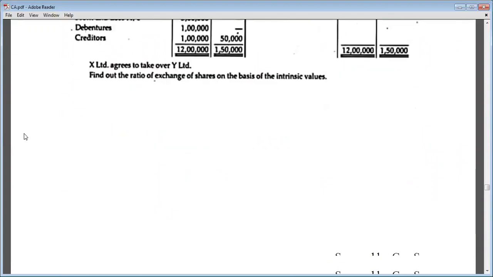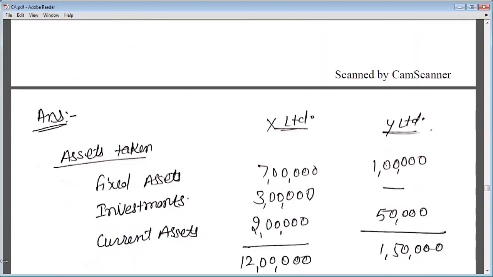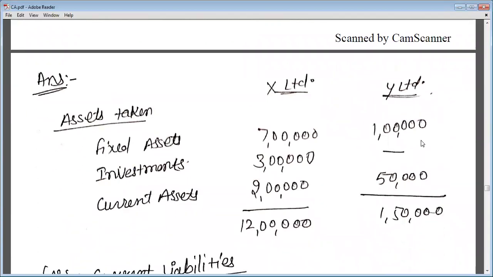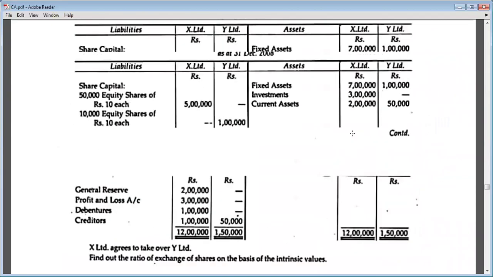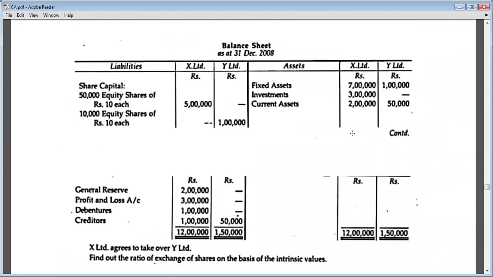In intrinsic value, we need the valuation of shares. So there are two companies, X Limited and Y Limited, and we have to find the value of shares of both. First, assets taken over. Which assets are taken over? There is no clear information about which assets are taken over, so we will take all the assets. We will consider that all the assets are taken over.